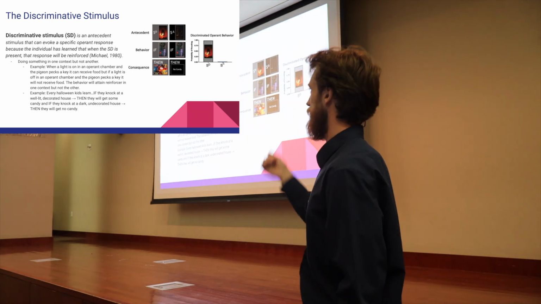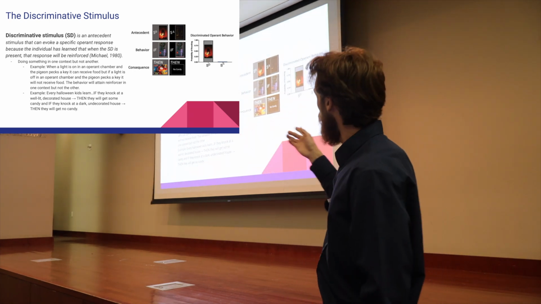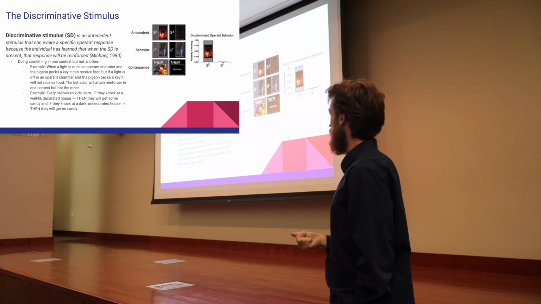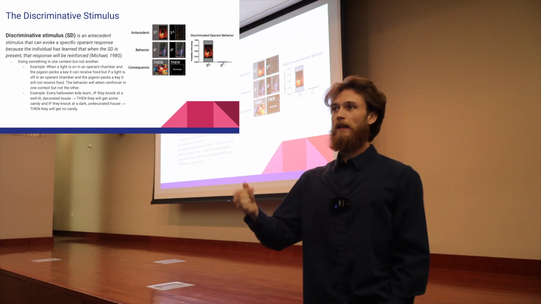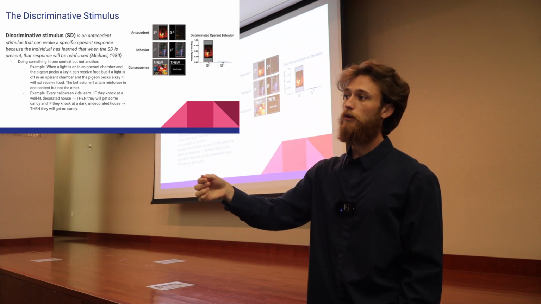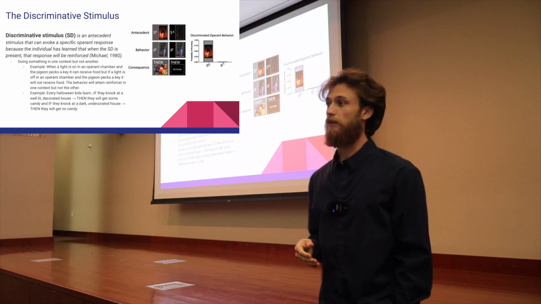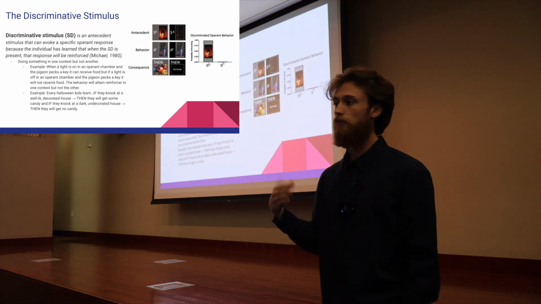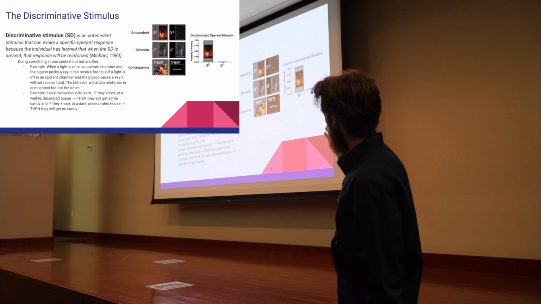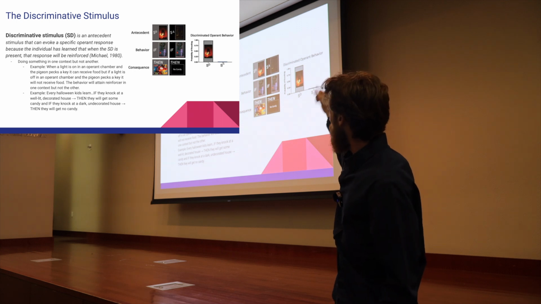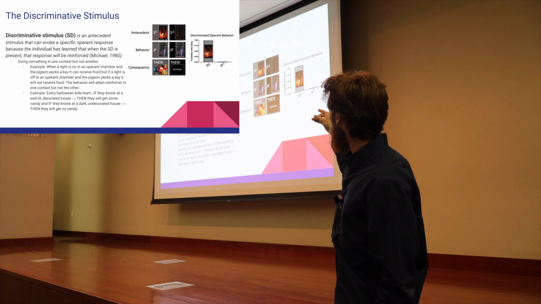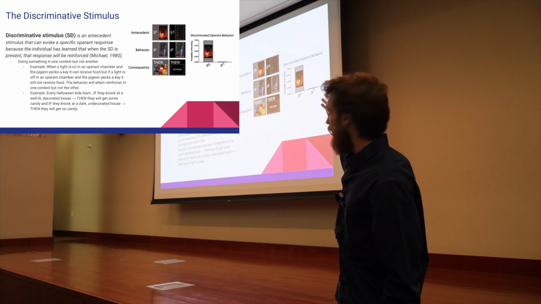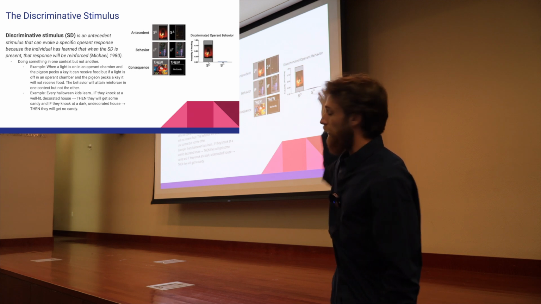So a discriminative stimulus, SD, is an antecedent stimulus that can evoke a specific operant response because the individual has learned that when the SD is present, that response will be reinforced. When the neighbor's house has the lights on during Halloween, if we knock on their door, that's going to be reinforced with candy. If the lights are off, that response won't be reinforced because they're not going to answer and we won't get the candy, right? Is this making sense? The discriminative stimulus is the lights are on. If we knock, then we get the candy. If the lights are off, that would be the S delta, and if we knock, then we don't get candy.